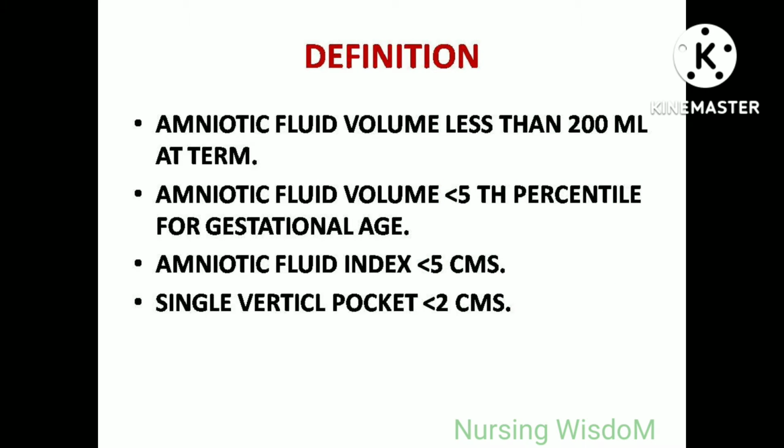So from this definition we understood oligohydramnios means amniotic fluid volume less than 200 ml at a time, amniotic fluid volume less than the 5th percentile for gestational age, amniotic fluid index less than 5 cm, or single vertical pocket less than 2 cm. We will see one by one what is the normal amount of amniotic fluid, amniotic fluid index and single vertical pocket.